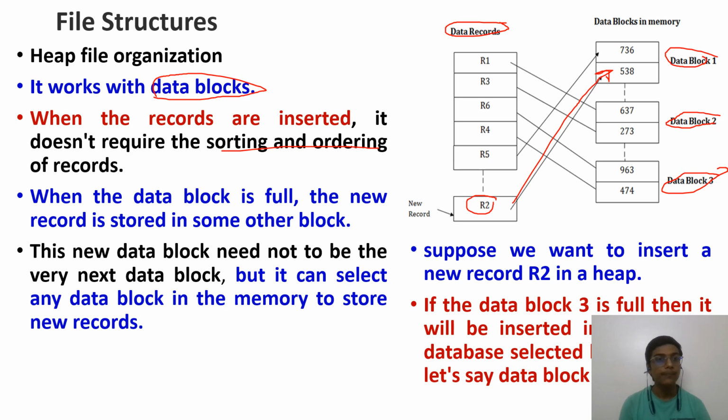File structures. Heap file organization. It works with the data blocks. When the records are inserted, it doesn't require the sorting and ordering of records. When the data block is full, the new record is stored in some other block.